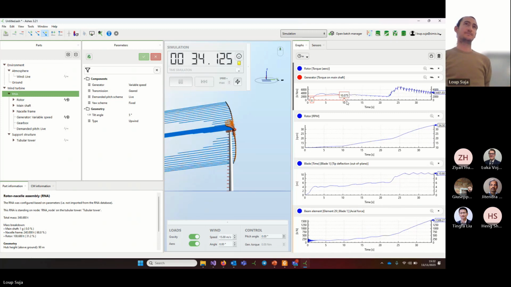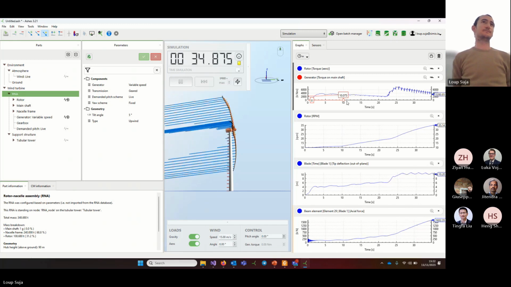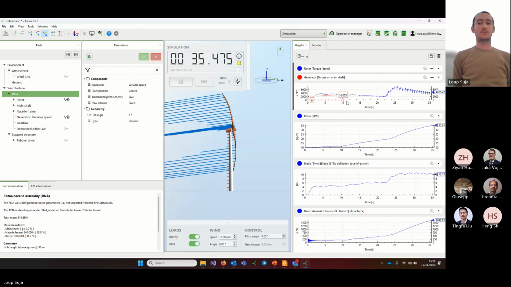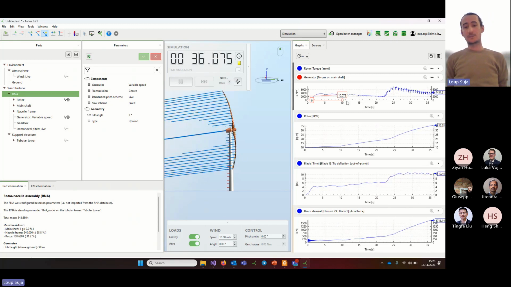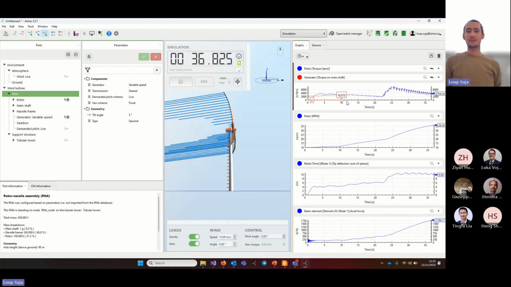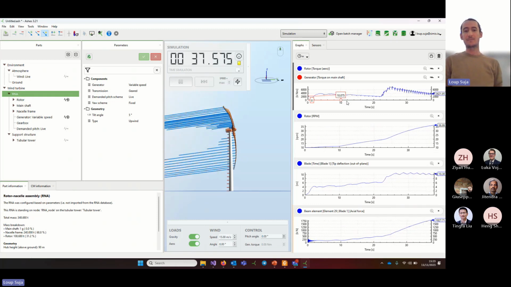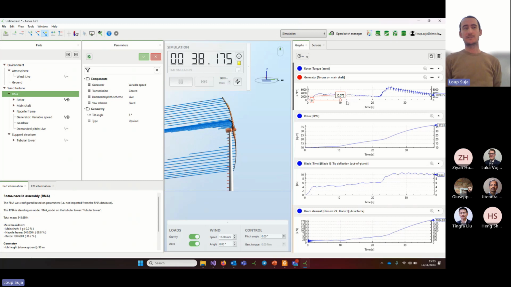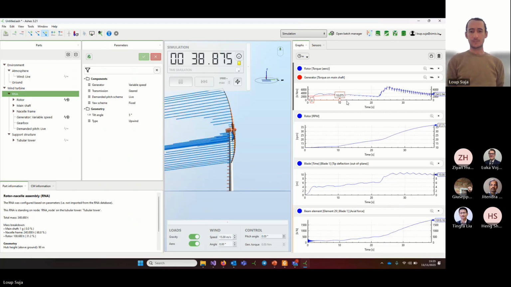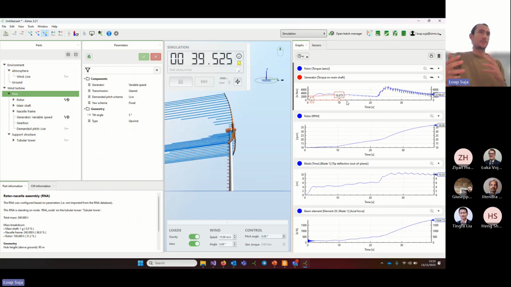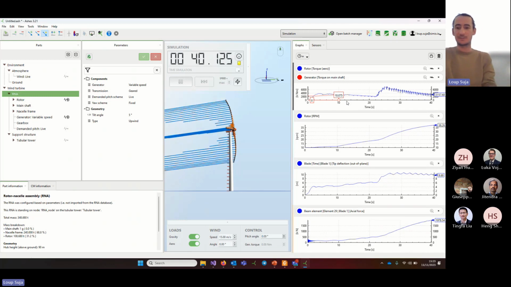Yes, so the question for the people online is: is this happening in real time? And the answer is yes, this is real time. So when I increase the wind speed now, I did increase it in real time.